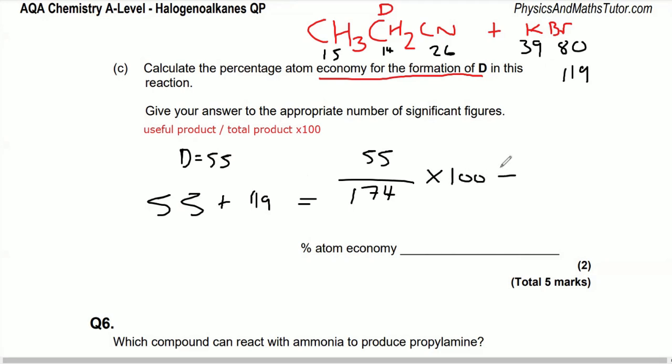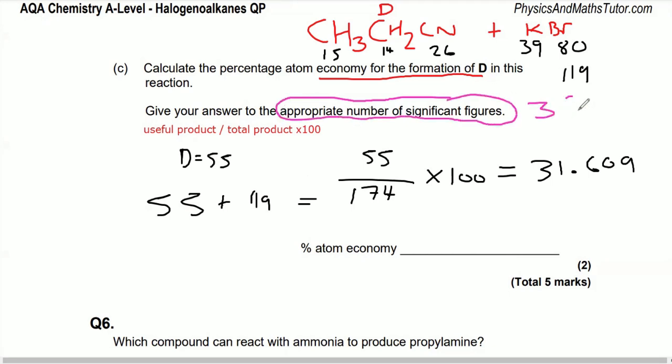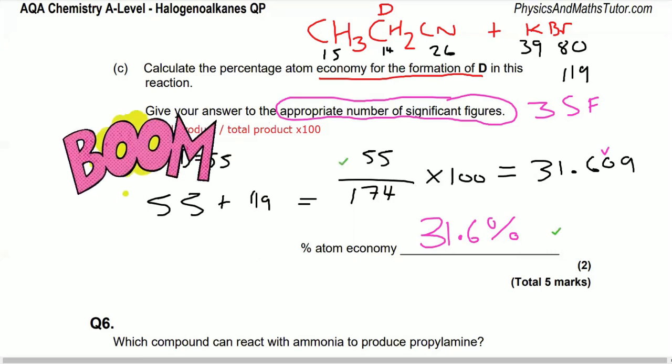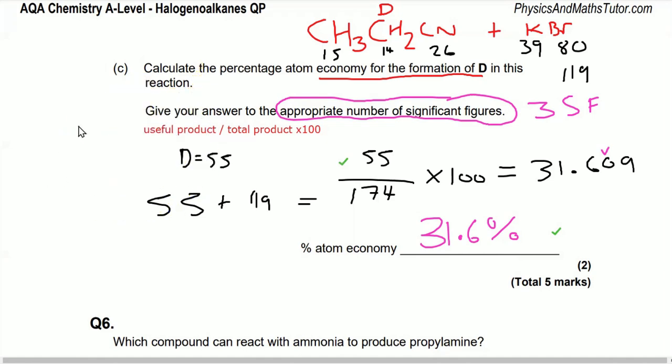So 55 divided by 174 times 100, smash that in the calculator, and we get 31.609. Remember, 3 significant figures at A level, you must do 3 sig. They love the free SF. So you've got to do that, or 2DP. But if they say significant figures, you've got to do it to 3. So we want to go 31.6 as there's a 0 there. If it was greater than 5, if it was 31.66, we would turn it to 31.7. But as it's 31.60, we keep it at 31.6. Boom! Let's move on to the next question.